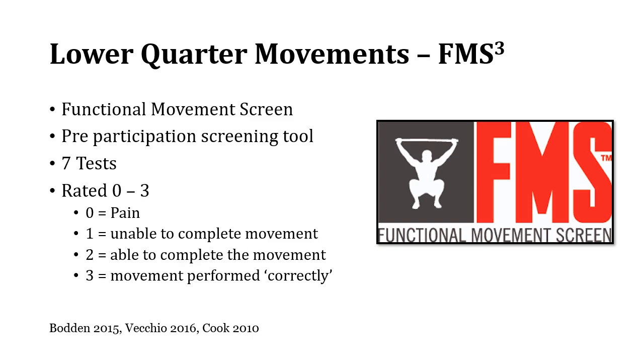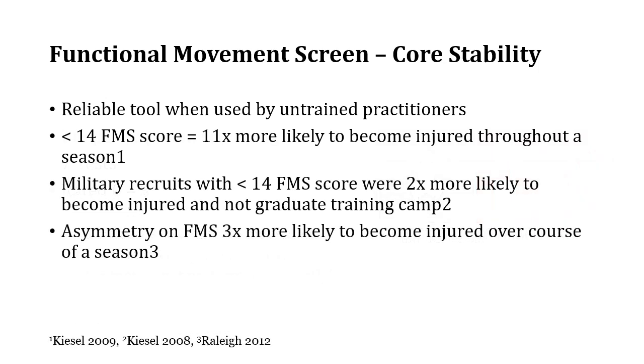It's not to max out each assessment. So it's shown to be a reliable tool when used in untrained practitioners. Less than 14 of a total FMS score is 11 times more likely to become injured throughout a particular sports season. Military recruits with less than 14 FMS score are 2 times more likely to become injured and not graduate from training camp. And asymmetries in the FMS scores are 3 times more likely to be injured over the course of a season.